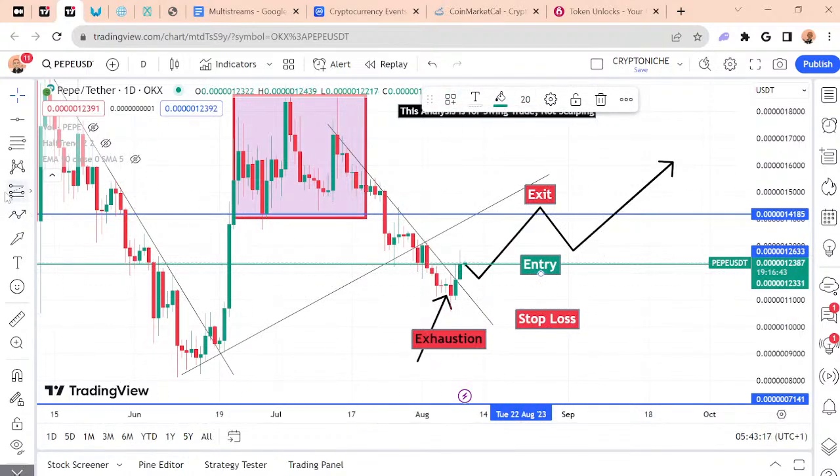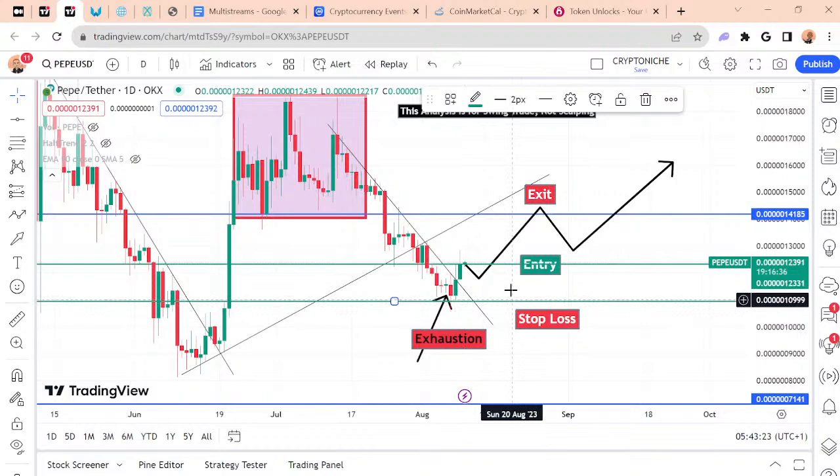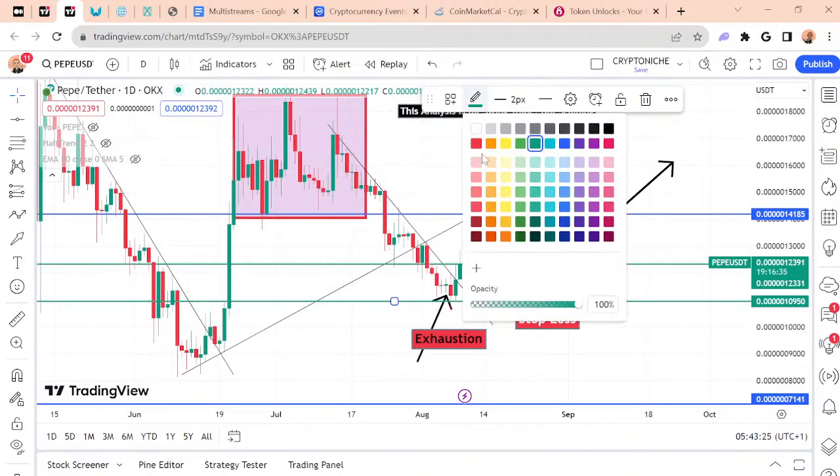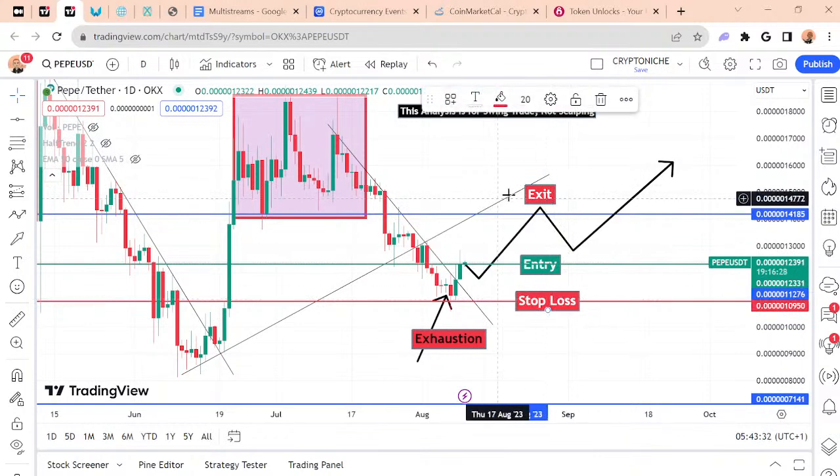Then let me make this. So we have a stop loss right here. I'll make it red. All right. There is our stop loss. And this is the exit. So this is the exit.